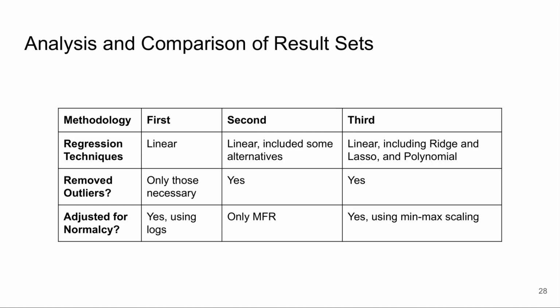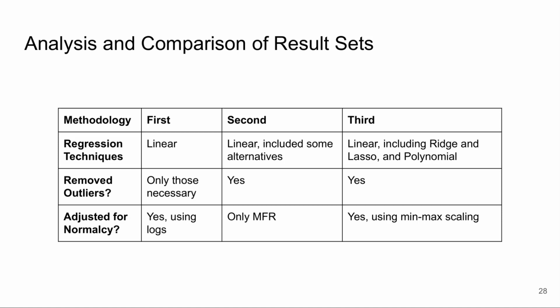So this is an end to the third methodology as well as the first 2 methodologies. And in this slide, we basically make a comparison of each of the methodologies used. Some of the things to be noted here is that for the regression techniques, in the case of the first, we only employ a linear regression. In the second methodology, we employ a linear as well as some extra nonlinear methods. And in the third methodology, we employed linear regression along with ridge and lasso, as well as polynomial regression.